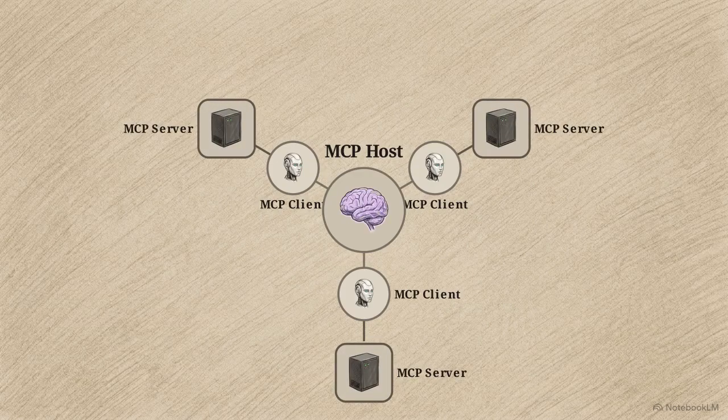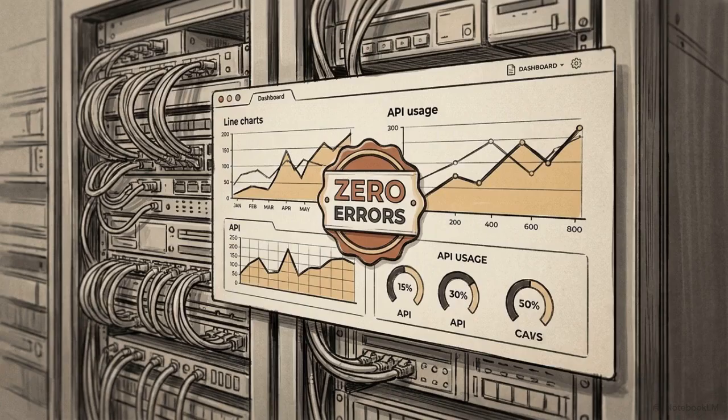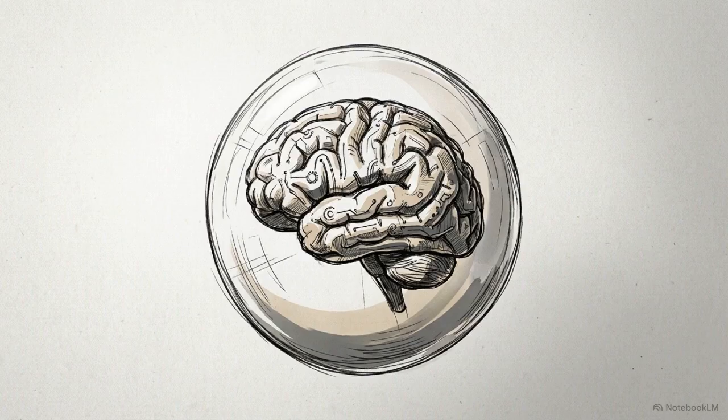Each client maintains a strict one-to-one connection with an isolated MCP server, a lightweight program housing the actual tools and data the agent needs. Because execution logic is isolated inside the server, platform teams can track telemetry, monitor API limits, and catch execution errors in one place, entirely separate from the agent's reasoning process.